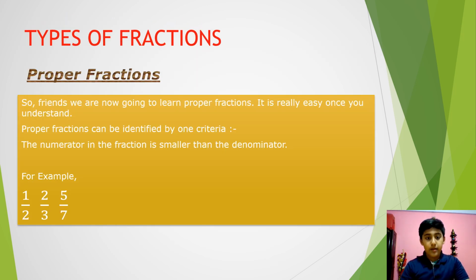Types of fractions. Proper fractions. So friends, we are now going to learn proper fractions. It is really easy once you understand. Proper fractions can be identified by one criterion: the numerator in the fraction is smaller than the denominator. For example, 1/2, 2/3, 5/7.